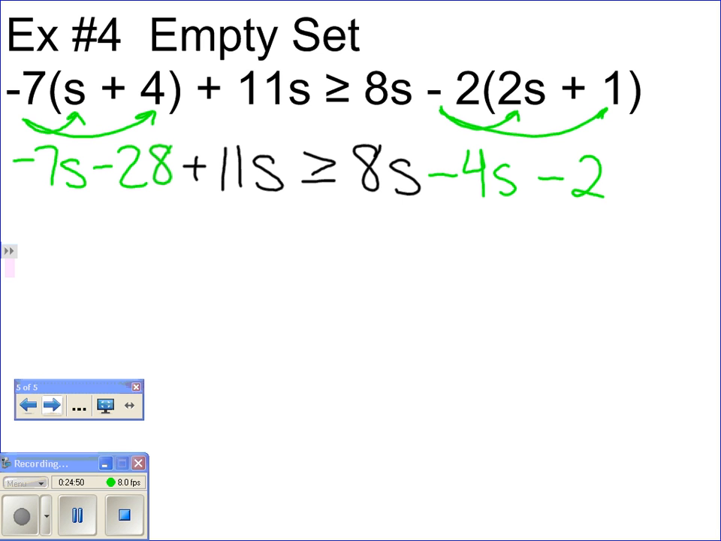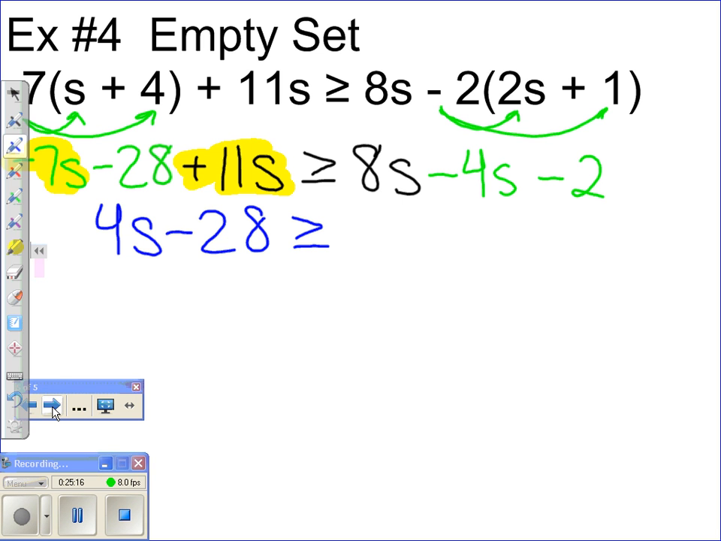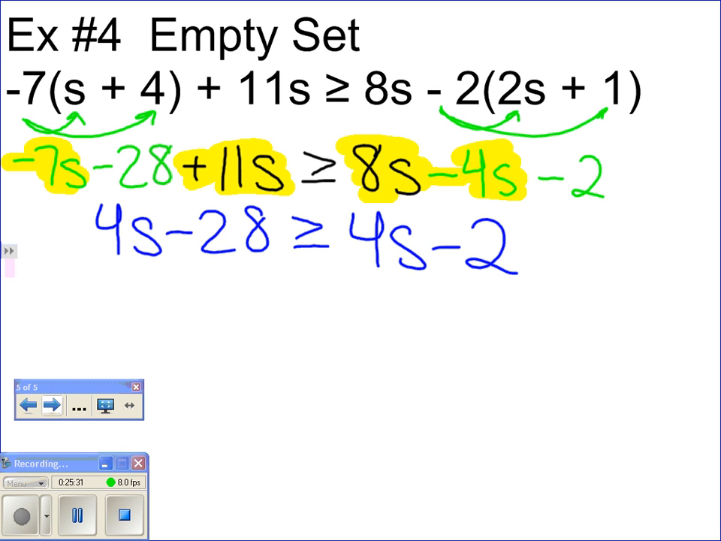Now we're going to look at combining like terms. On the left over here, we have negative 7s and plus 11s. So 11 minus 7 makes how much? Right, 4s. And then the 28 is still there. Let's go over to the right side. Like terms, 8s minus 4s. 8 minus 4 makes, good, 4s. And then the minus 2 is still there.